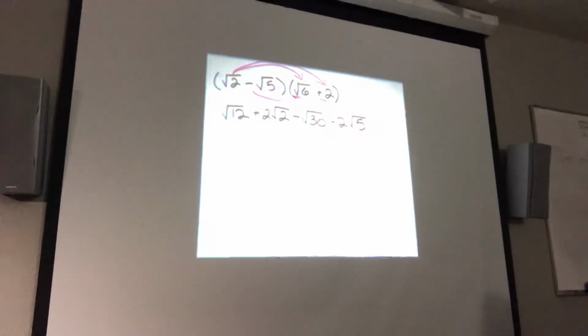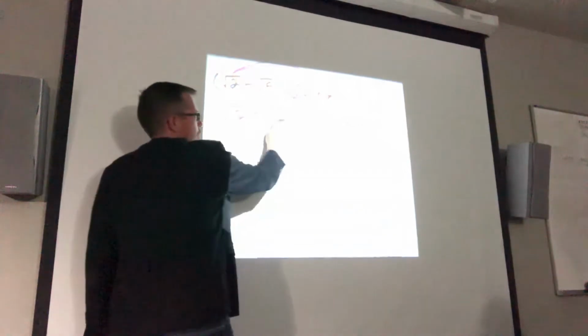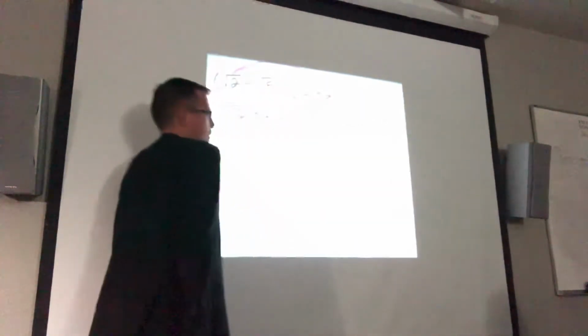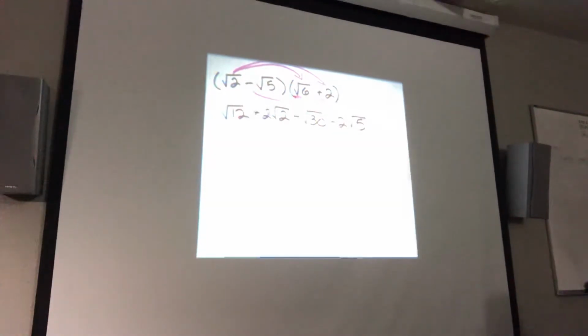So this looks pretty gross. Not as gross as someone who says FOIL after being in this class for half a semester, but it's still pretty gross. But I feel like maybe we can clean stuff up a little bit. I know that I'm not going to be able to clean up the square root of 2, and I know that I'm not going to be able to clean up the square root of 5 because those are prime. But the square root of 12 and the square root of 30 have potential.